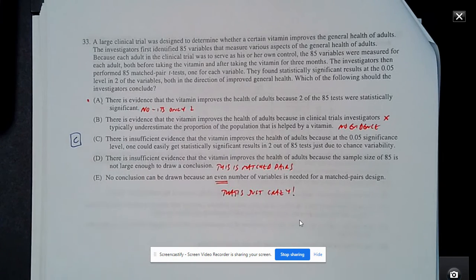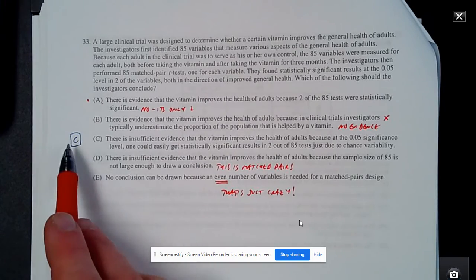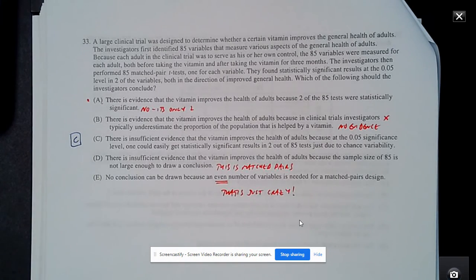All right, there is insufficient evidence that the vitamin improves the health of adults because at the 5% level, it's actually really easy to statistically get significant results in 2 out of 85 tests. You could just get it due to chance alone. So therefore, C would be the correct answer there.